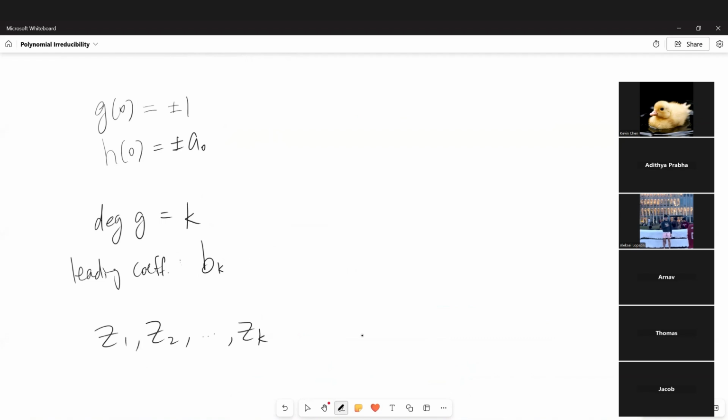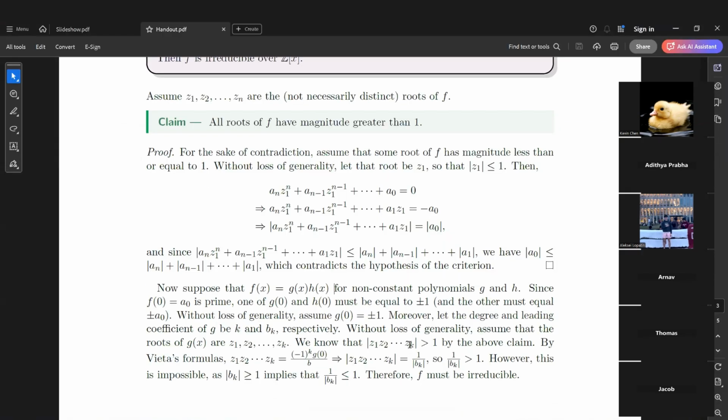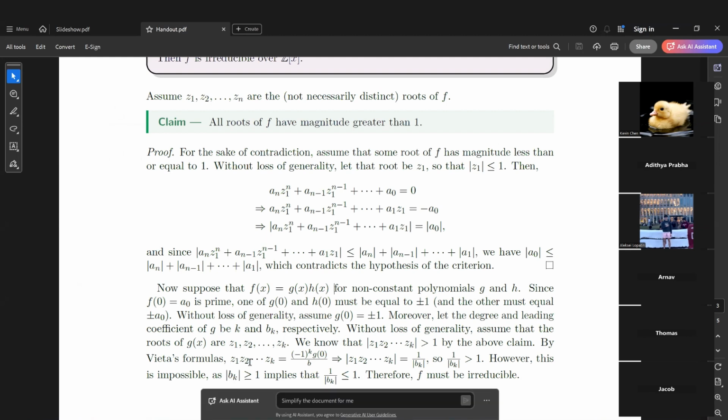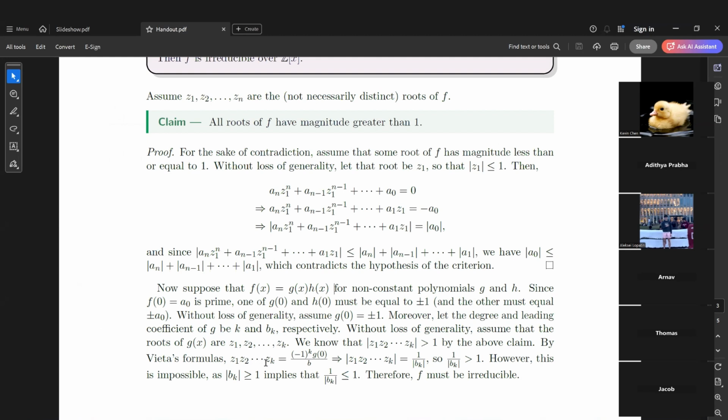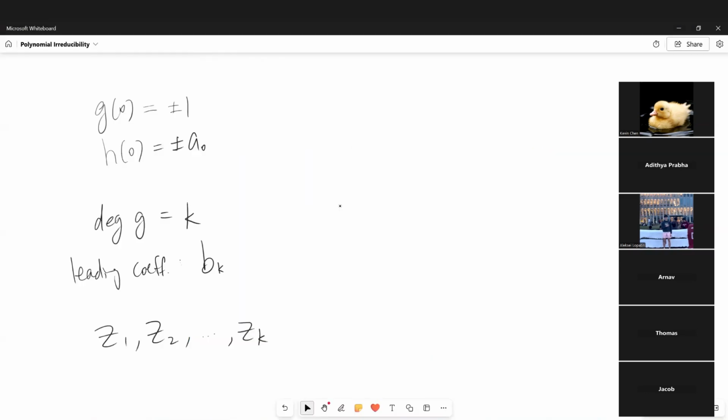Right. So right now we can see that g0 is equal to plus or minus 1, and the roots of g of x are z1 all the way to zk. And now back to this, we can use Vieta's formulas to get z1 times z2 all the way to zk is equal to negative 1 to the k times g0 over bk, because if we have some polynomial, just say bk all the way to b0, it's just the final coefficient divided by the leading coefficient, which is just by Vieta's formulas. So we write that down.